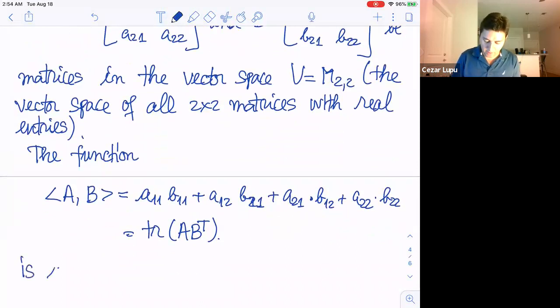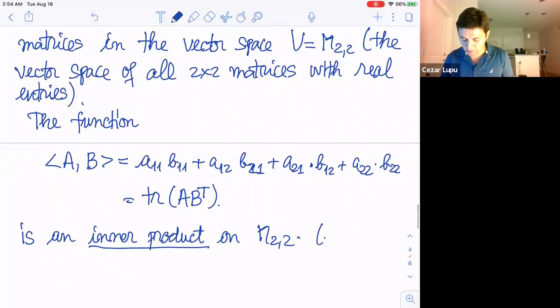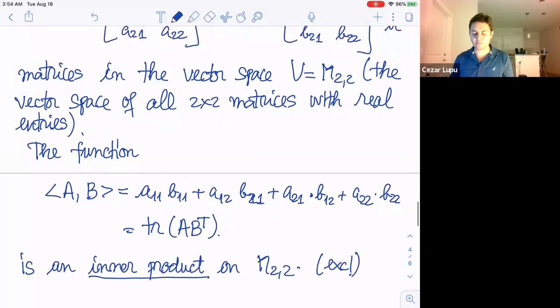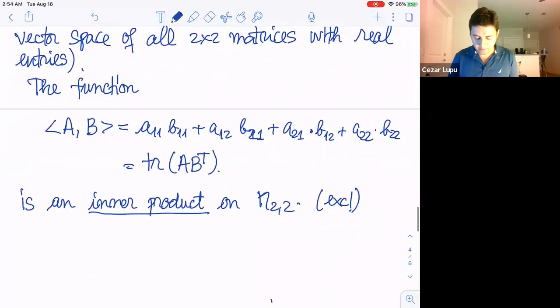This function is an inner product on M22, on the vector space of all 2 by 2 matrices with real entries. Well, I will leave it to you as an exercise to show this. It's pretty straightforward. I'm just going to mention a bit. For the first axiom, we have to show that it's symmetric.